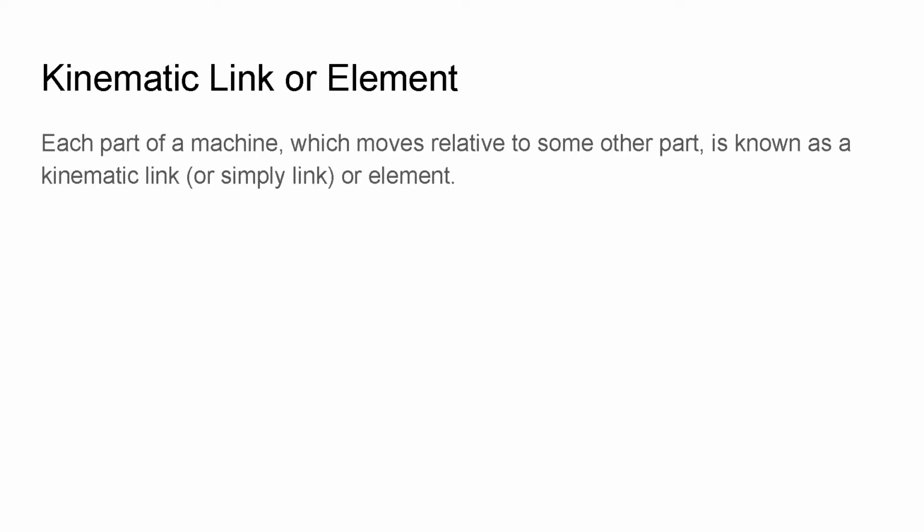So the definition of a kinematic link or element: each part of our mechanism will have some elements in it, and they will be combined, or there will be some relative motion between them. So whichever part of a machine moves relative to some other part is called a kinematic link, and we'll generally say it simply as a link.